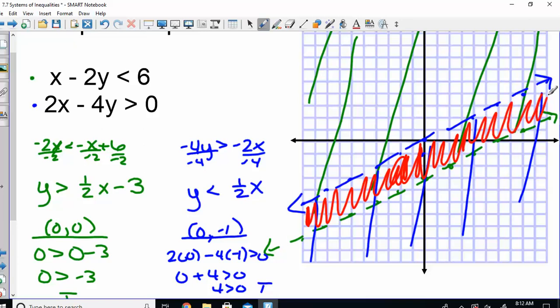What if they had gone opposite directions and there was no overlap? What do you say? No solution. So it does. They won't always overlap, and if they don't, it's just a no solution. Any questions there?